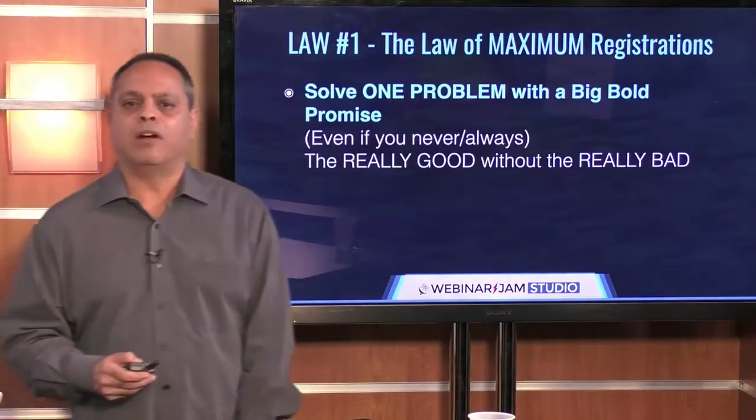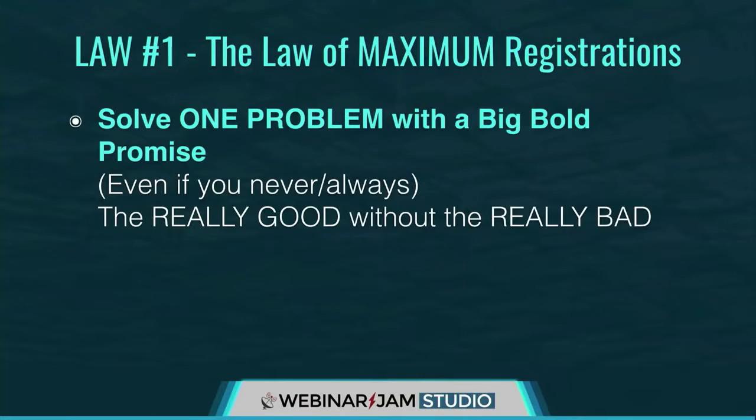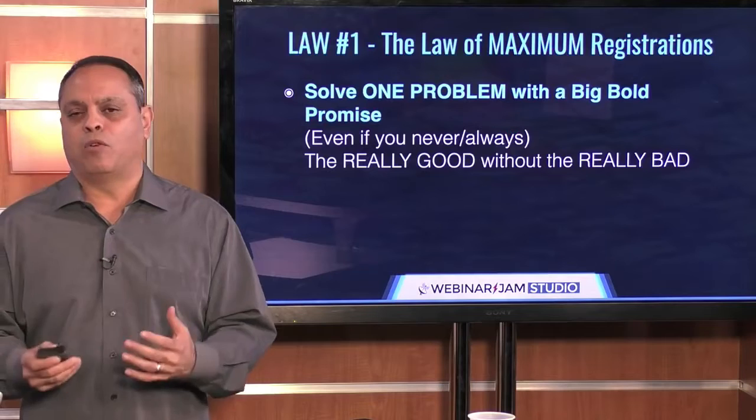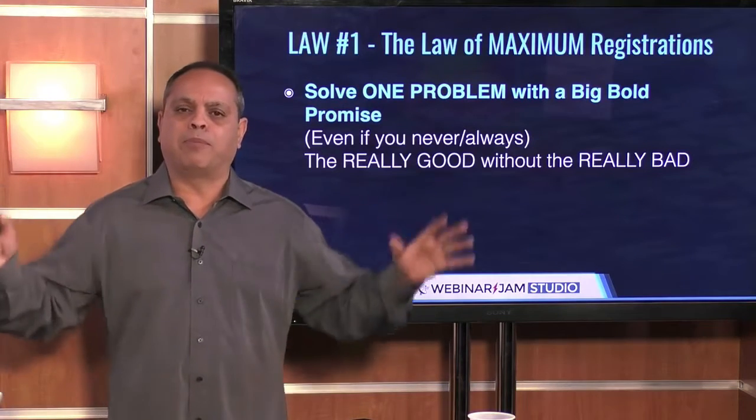Let's start with law number 1. All right, so the first thing for the law of maximum registrations is on your registration page, you need to solve one problem with a big, bold promise. I like to say things like, you're going to get all the really good without the really bad, even if you never, or even if you always, right? So an example is, I'm going to show you how to lose 10 pounds over the next 7 days and keep it off without any additional exercise, and without giving up any of the foods that you love. Even if you failed at every other diet that you've tried before, because this is not a diet, right? I'm just making a big promise. That's all that I'm doing.